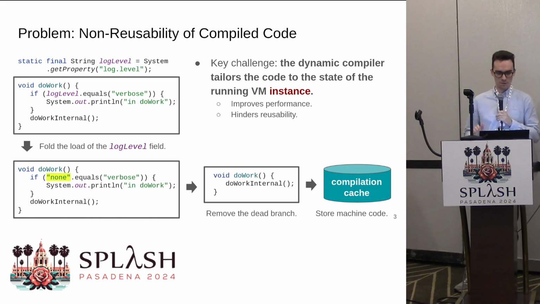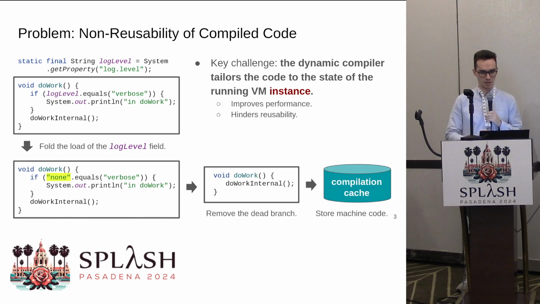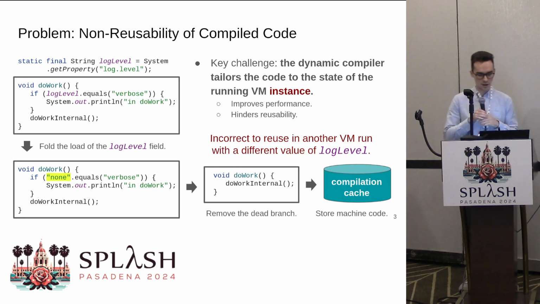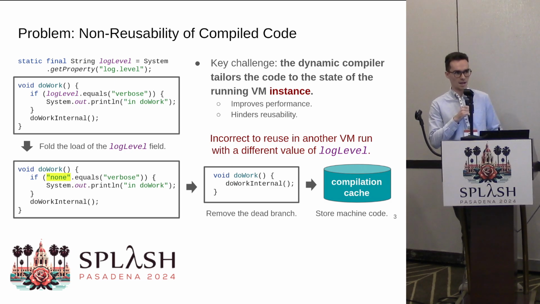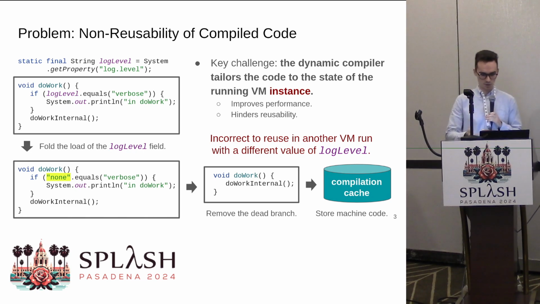However, the value of the log level field was computed with a static initializer, and there's no guarantee that the next time we invoke that application that the computed value is the same. So if the value of the log level field changes in the future, in another VM instance and application run, then it would be incorrect to reuse this machine code. It would cause some incorrect behavior. So this is the problem.